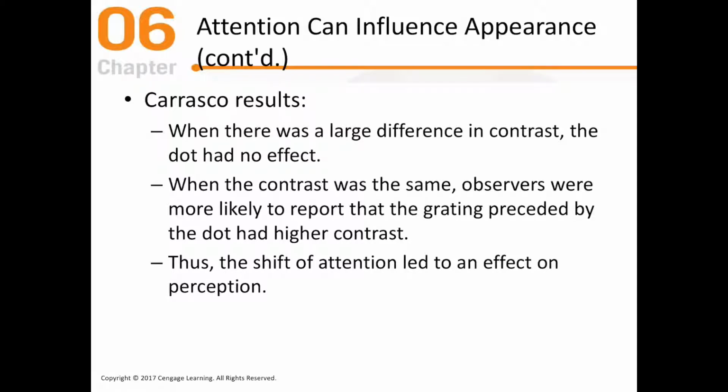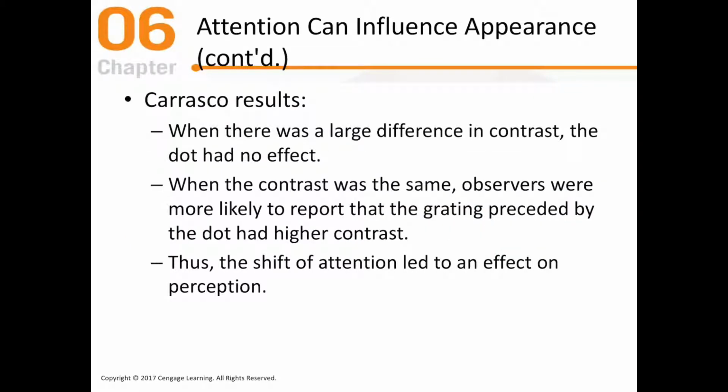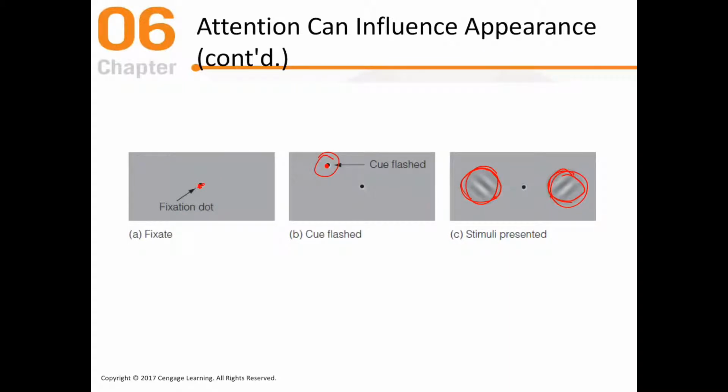And so when there was a really, really big difference between the gratings from here and here, one much darker than the other, what they found is this did nothing. This did not influence that at all. Now, when the contrast was the same, for example, these two gratings are the same, and a cue flashed over here, the person would be misled and say that this grating was more pronounced and not be able to actually notice that they are indeed the same.